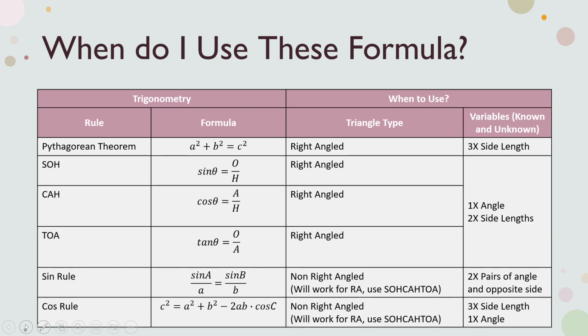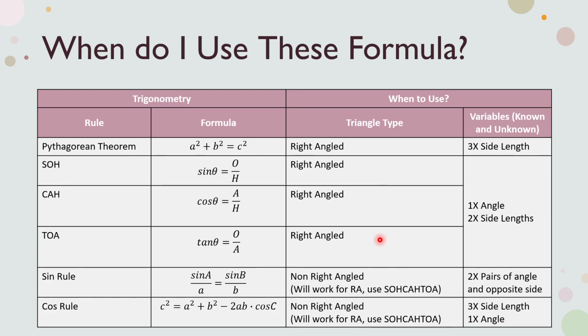If that's the case, then this table is probably going to be most important or valuable to you. The question should always be, when do I use which formula? And the answer depends on whether or not you're working with a right angle triangle or a non-right angle triangle, and what values you know and which one you're trying to find. So this table sort of breaks all of that up. For example, Pythagorean theorem only works with a right angled triangle, and you can only be using that when we're looking at three side lengths. In other words, two known, one unknown.